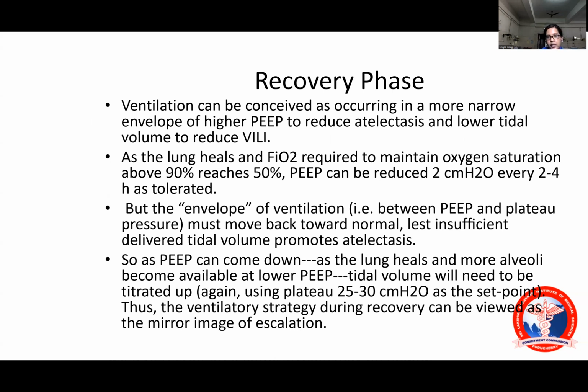Now, coming to recovery phase. Since mechanical ventilation plays a main role, we have to take care to prevent ventilator-induced lung injury by providing low tidal volume ventilation and minimum FiO2 possible. Once the FiO2 requirement has reached 50%, then we can start coming down. These are all weaning processes. So the first step is to reduce the FiO2 to prevent lung injury by causing oxygen toxicity.